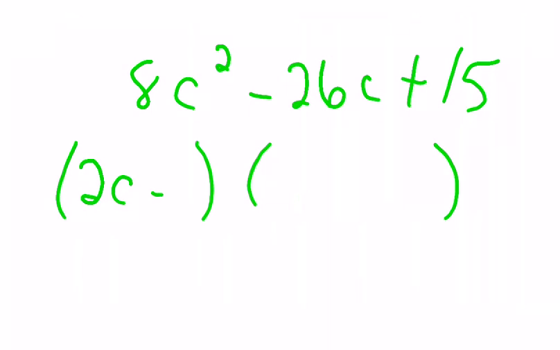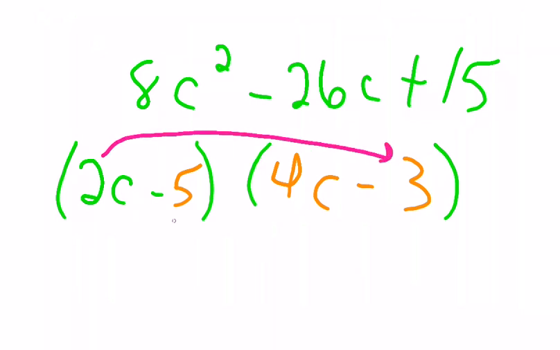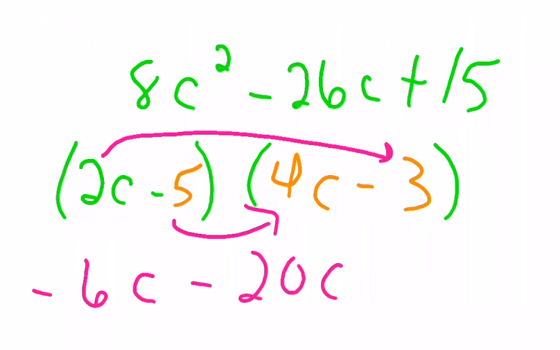factoring. So now in this case, we could rearrange them. So I could put the 5 here and the 3 over here and see if that works. And in this case, let's see. So it's still 8c squared and 15. Now we need the outers and the inners. So 2c times negative 3 is a negative 6c. And negative 5 times 4c is a negative 20c. And if I subtract those, I get negative 26c. So that actually does work.